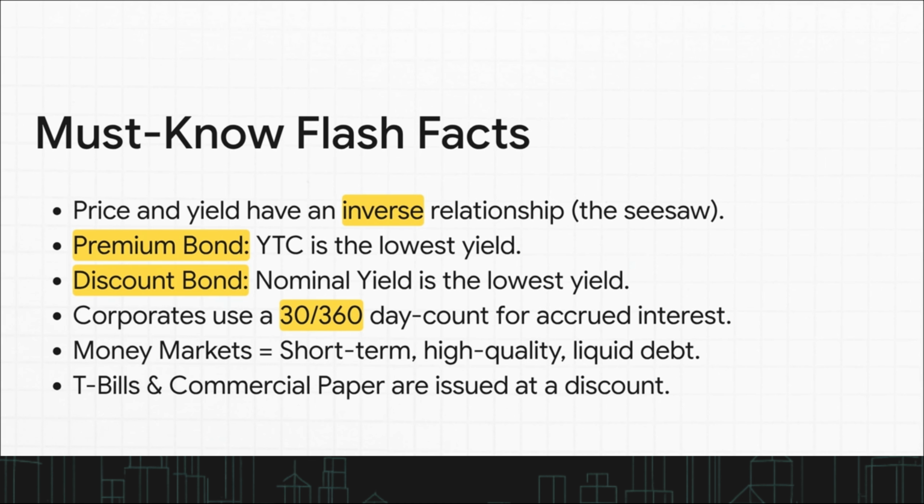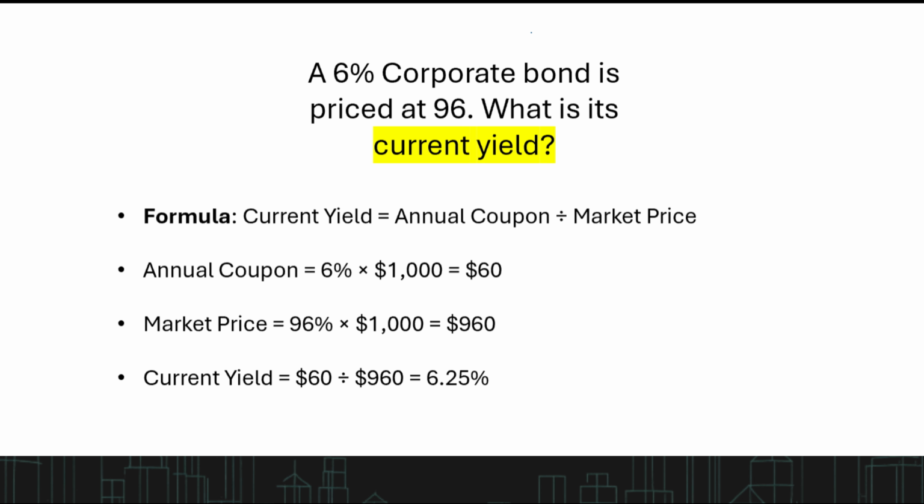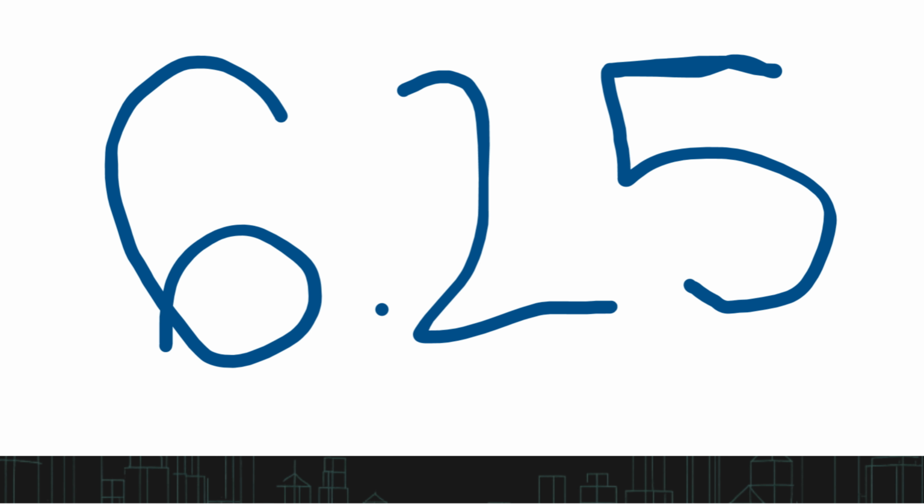Got it? All right, you ready? Let's put this to the test. A 6% corporate bond is priced at 96. What is its current yield? Okay, remember the formula. Annual coupon divided by market price. The annual coupon is $60. The price, quoted at 96, is $960. So 60 divided by 960 comes out to 6.25%. The correct answer is B.